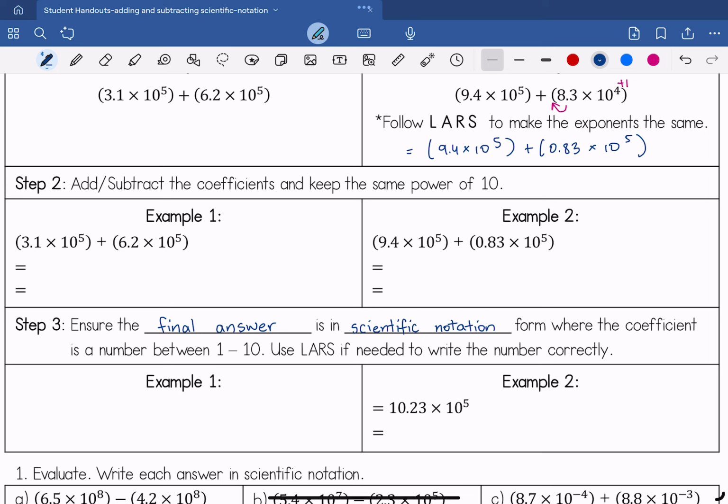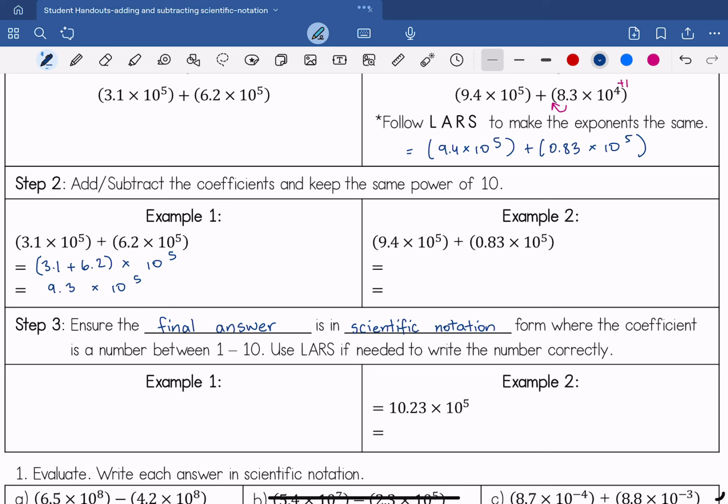Step 2: you will add or subtract the coefficients and keep the same power of 10. Because in example 1 the powers were the same, we're just going to add the coefficients together, add because there's an addition in between. So it's 3.1 plus 6.2, and the power stays the same. 3.1 plus 6.2 is 9.3, times 10 to the power of 5.